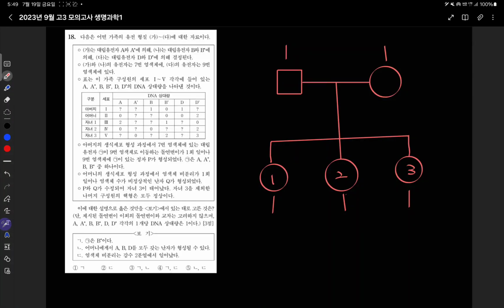Hello everyone. In this problem, there is a family with three traits. The first trait is controlled by gene A. The second trait by gene B. And the third trait is controlled by gene D.